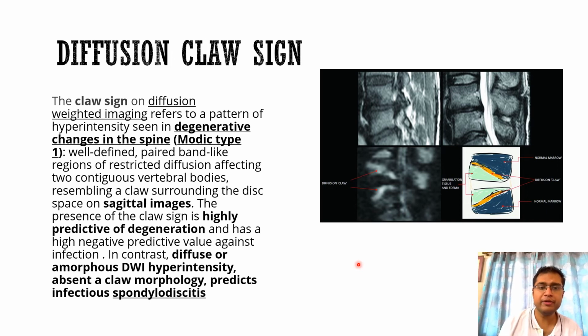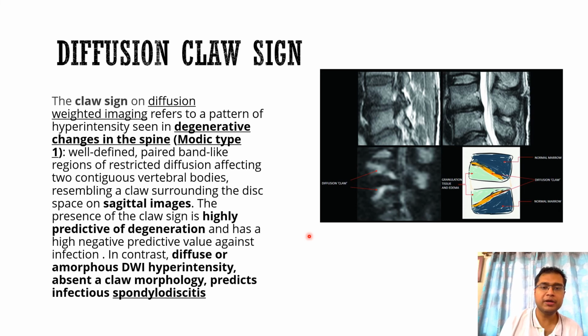So on diffusion weighted images, if it is a degenerative change, Modic type 1 change, there are well-defined paired band-like regions of restricted diffusion affecting two contiguous vertebral bodies resembling a claw on the sagittal images, and it is highly predictive of degeneration. In contrast, if there is diffuse or amorphous DWI hyperintensity and absence of a claw morphology, it predicts spondylodiscitis.